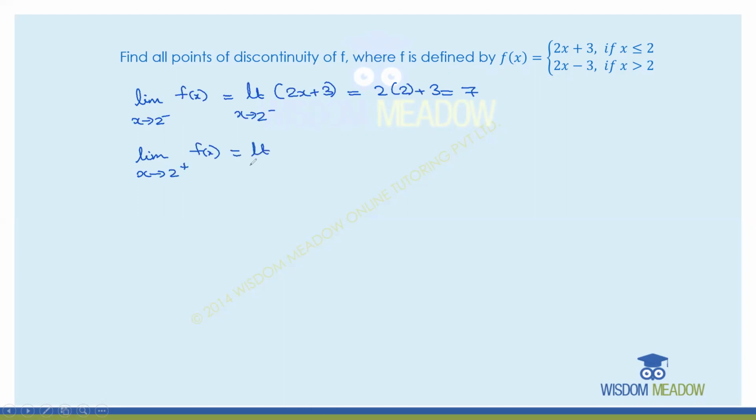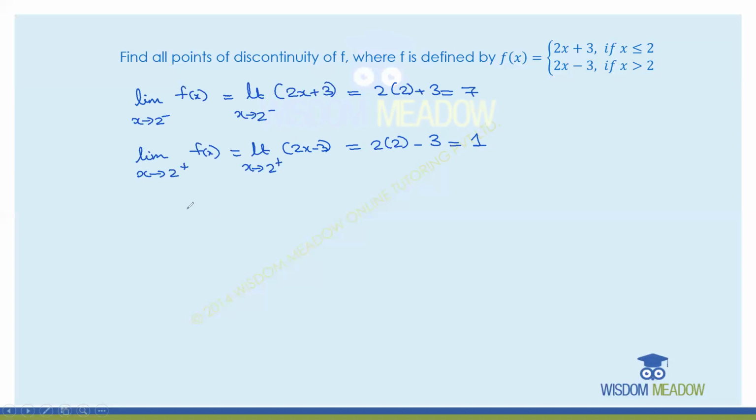The limit x tends to 2 plus means a bit more than 2, something like 2.1. So that's a bit more than 2, so x greater than 2 is to be considered. So your f of x is 2x minus 3. So replacing it as 2x minus 3, you will get 2 into 2 minus 3, that's going to be 1. You could see that already there are two different values, so you don't have to find f of 2.